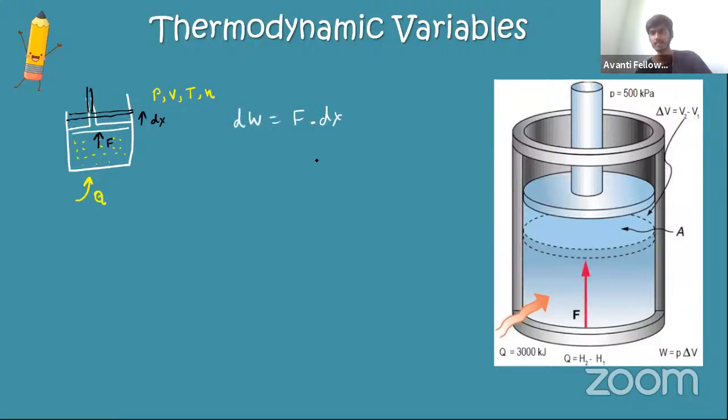dW is equal to F into dx. We have studied this for almost 2 years, right? But for gases, I don't want force. The best way to express it is to multiply this term by A and divide this term by A, so there is no change in the total formula. Force by area will be called pressure. Area into distance will be called volume.